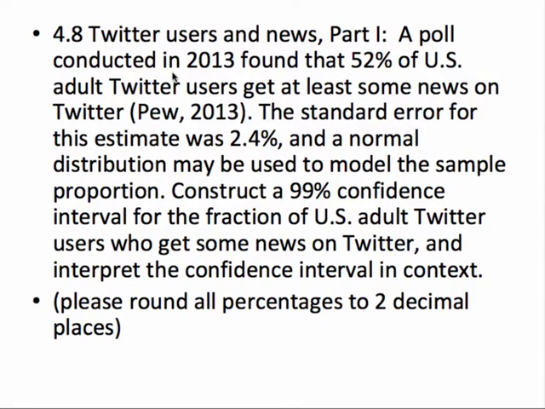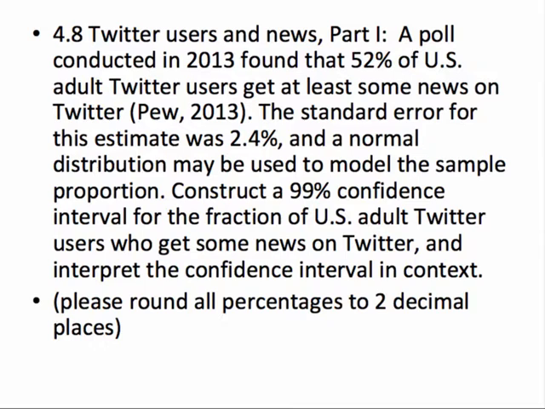Let's do problem 4.8, Twitter users and news, part 1. A poll conducted in 2013 found that 52% of US adult users got at least some of their news from Twitter. The standard error for the estimate was 2.4%, and a normal distribution may be used to model the sample proportion. Construct a 99% confidence interval for the fraction of US adult Twitter users who get some news on Twitter and interpret the confidence interval in context. Please round all percentages to 2 decimal places.